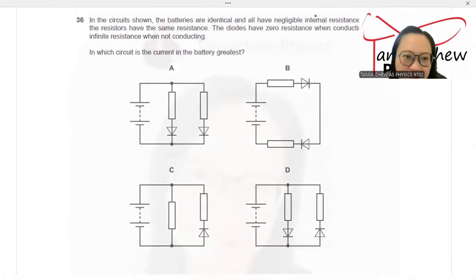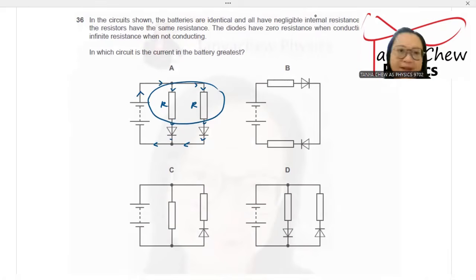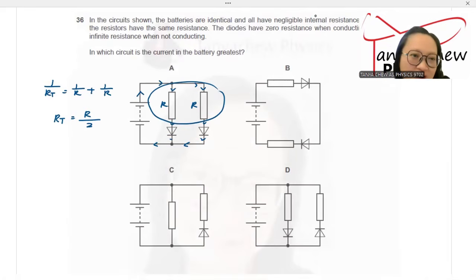I look at A. Both diodes are in forward bias. That means both diodes allow the current to flow. So the resistance here, if you put R and R, because these two resistors are connected in parallel, the total resistance would be half. How to get half? 1 over R total is equal to 1 over R plus 1 over R. So make R total the subject. Since the resistance is half, the current will have to double.